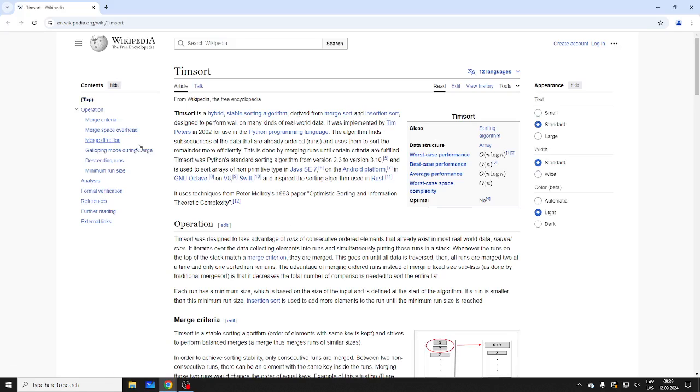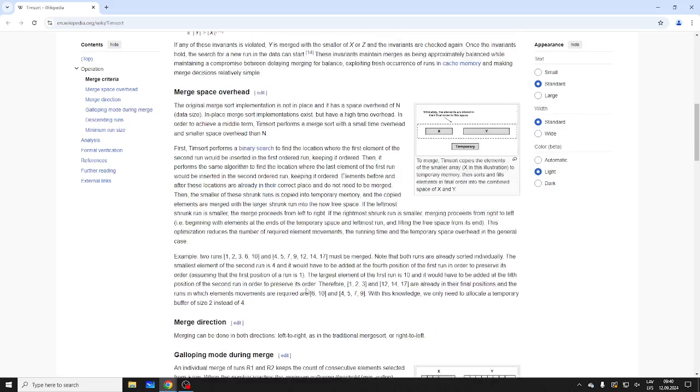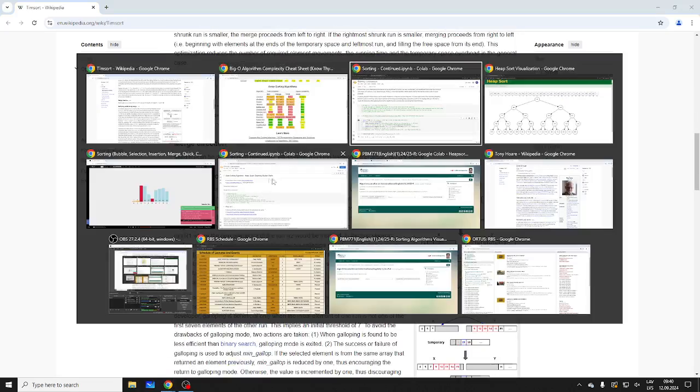So it's Tim Peters, right? Java uses it, Android uses it, GNU Octave, V8, which is the JavaScript engine in Chrome, and Rust also apparently uses something similar to this. Tim Peters read some papers, took some ideas, and hey, this is going to work well in practice. So insertion sort, and then you have the merge, right? So in practice, a very, very cool algorithm, right?